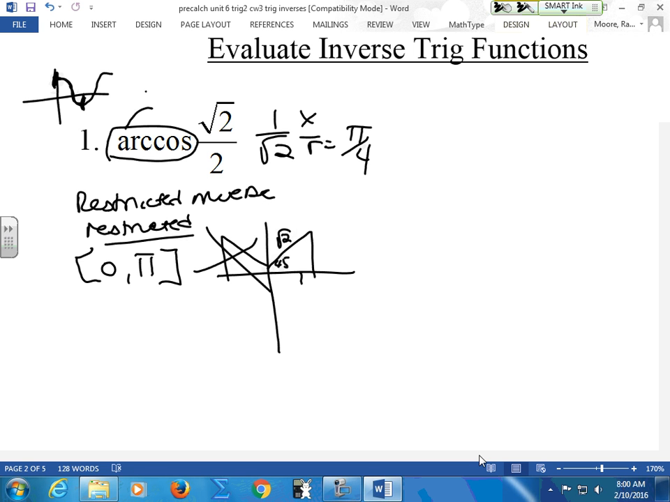What angle is this asking? What angle has a restricted cosine of 1 over radical 2? That's what arc means: an angle whose cosine is, an angle whose sine is, an angle whose tangent is. We could write it like this too.